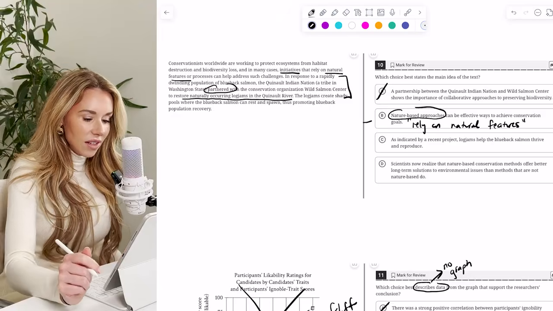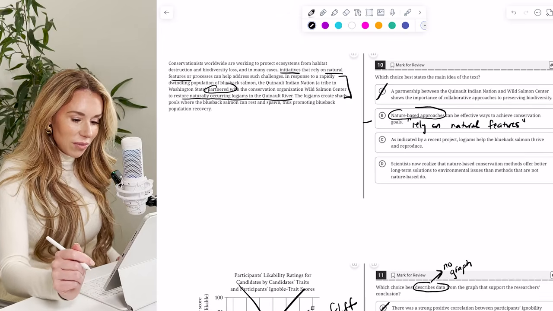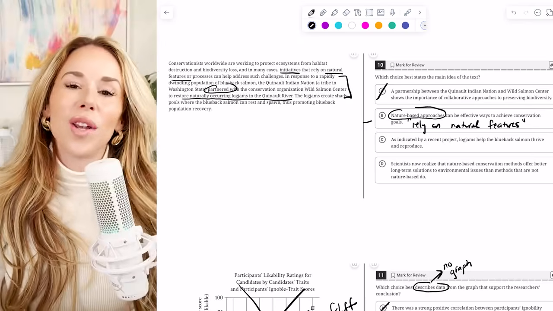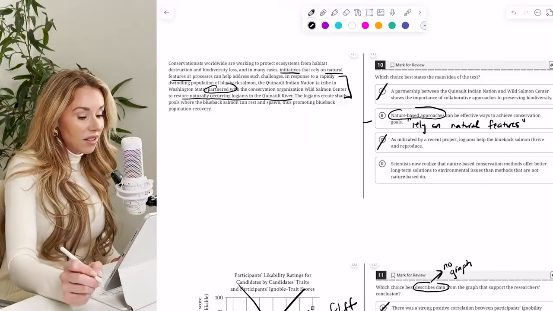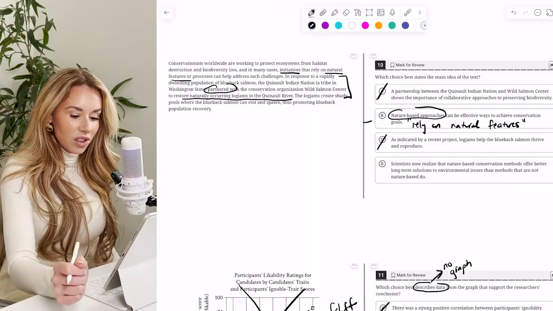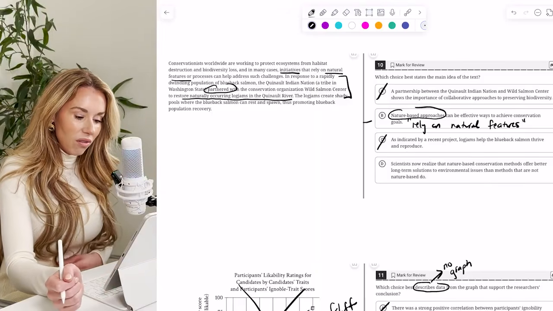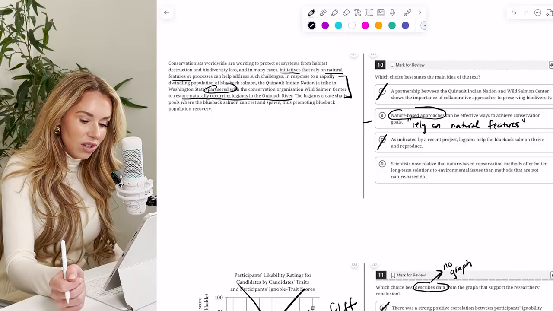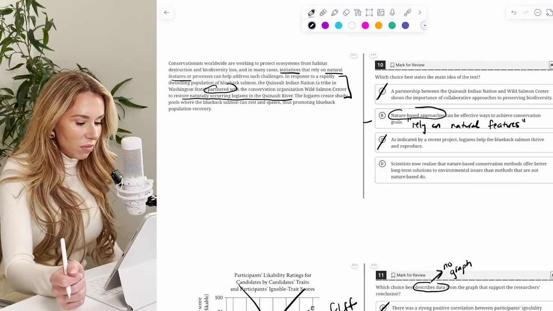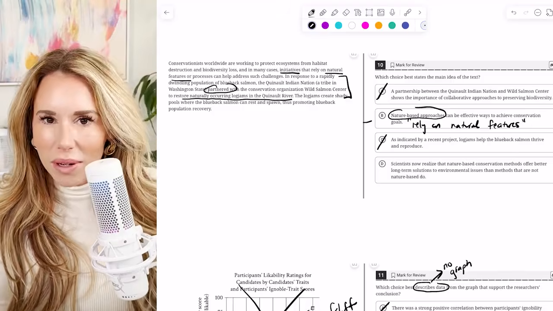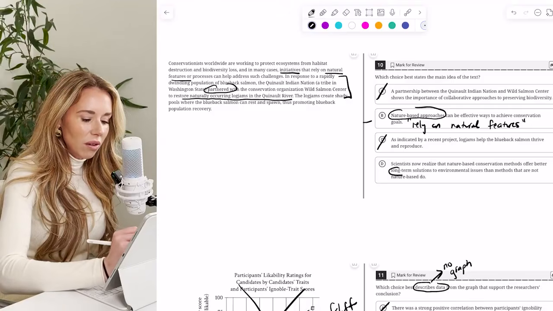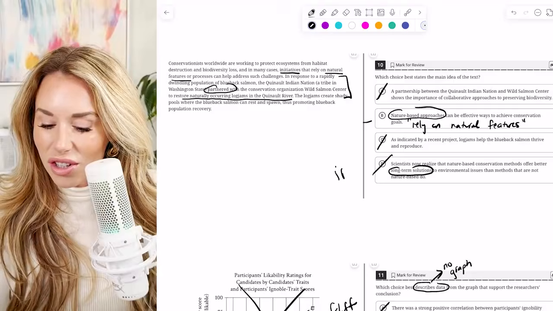C says, as indicated by a recent project, log jams help the blueback salmon thrive. No, that's a detail at the very end. That's not the main idea. D says, scientists now realize that nature-based conservation methods offer better long-term solutions to environmental issues than methods that are not nature-based do. We have no comparison with nature-based and non-nature-based, nor did they talk about it being a long-term solution, so that's just an irrelevant answer. So we're going to go with B.